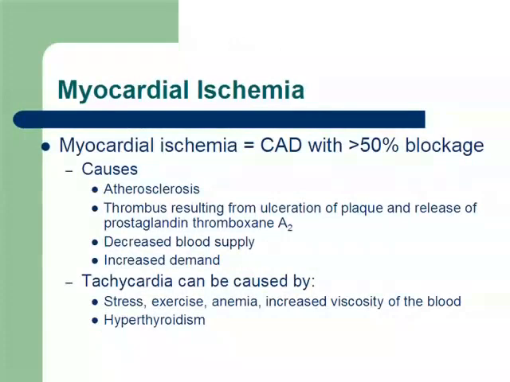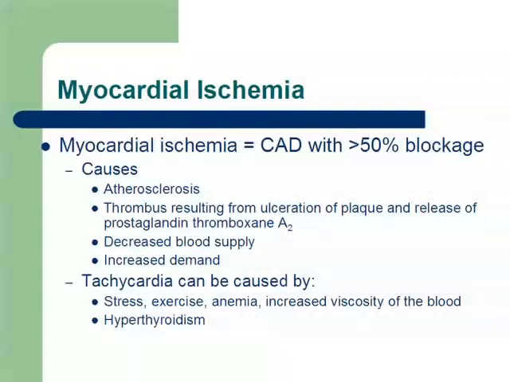Myocardial ischemia is when you have coronary artery disease with more than a 50% blockage. One cause might be atherosclerosis, which we've talked about already. Another cause could be thrombus that results from ulceration of that plaque and release of prostaglandin thromboxane A2. Now, prostaglandin thromboxane A2 causes vasoconstriction and spasm of the blood vessel. Prostaglandins always cause constriction in vessels other than the kidney. In the kidney, it tends to vasodilate those arteries, but that's a different kind of prostaglandin.